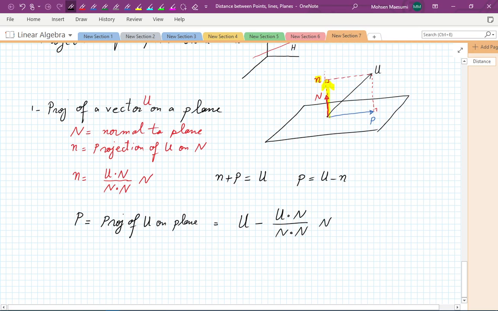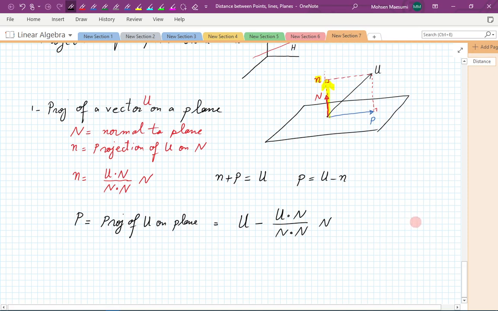That's it. That's the formula for the projection. So several problems in your textbook relate to this. Let's do one of them.